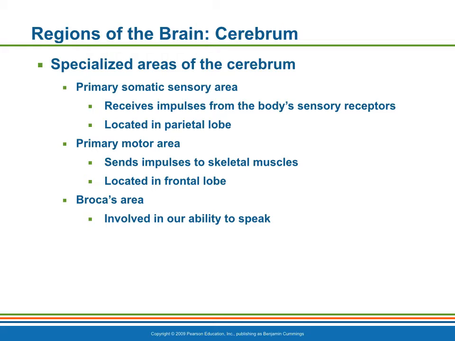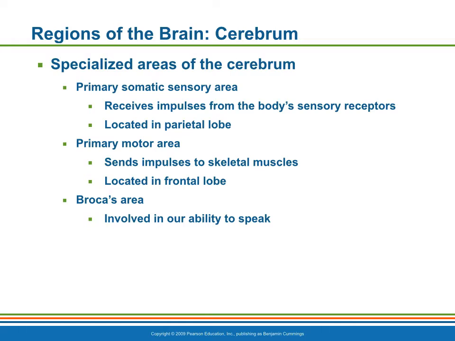The primary somatic sensory area is located in the parietal lobe. Impulses traveling from the body's sensory receptors are localized and interpreted in this area of the brain. This allows you to recognize pain or coldness or even a light touch. The primary motor area, located in the frontal lobe, allows us to consciously move our skeletal muscles.